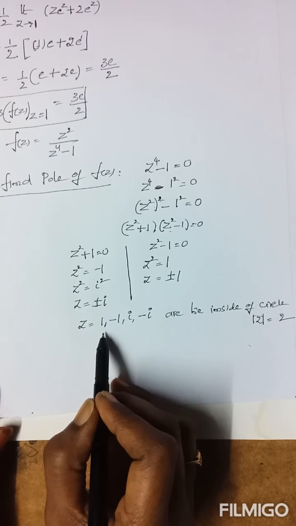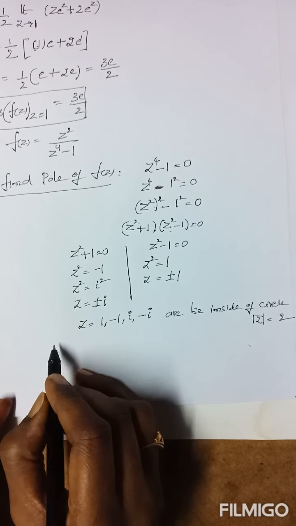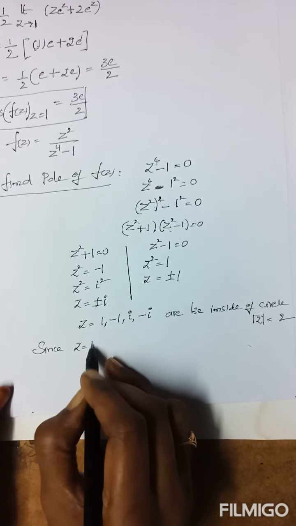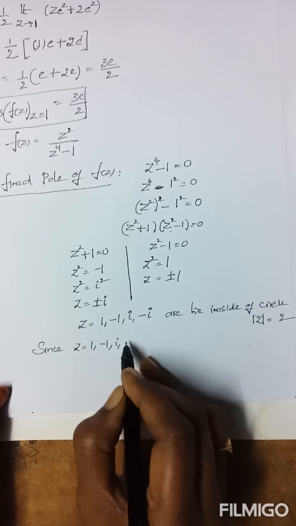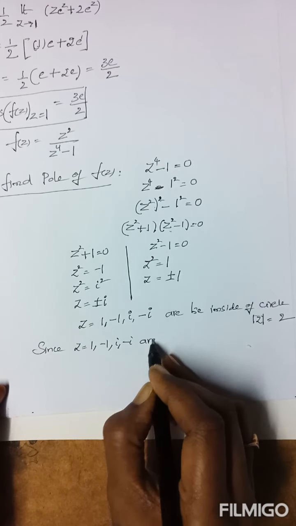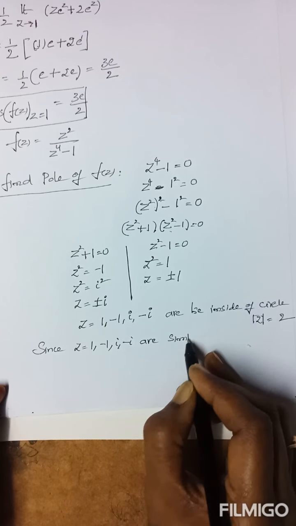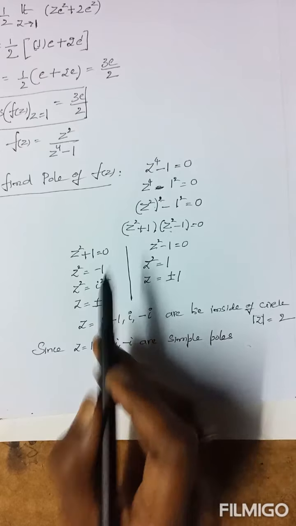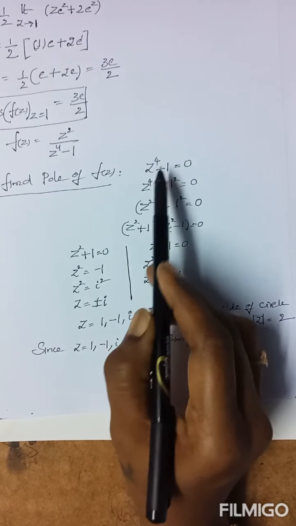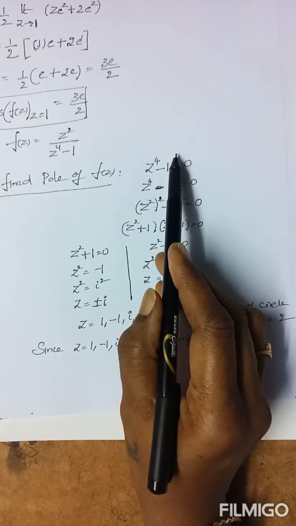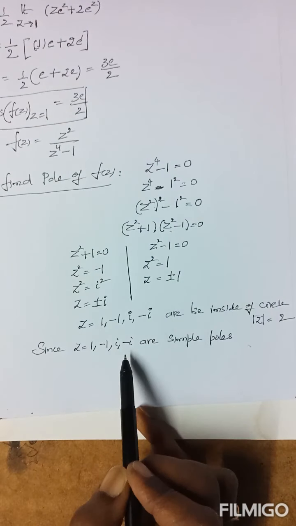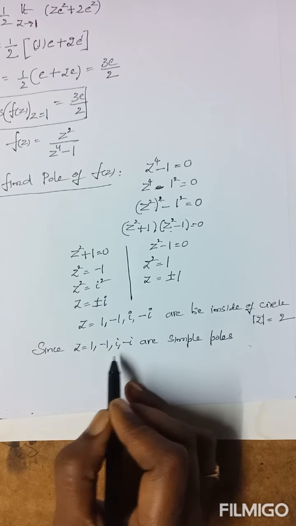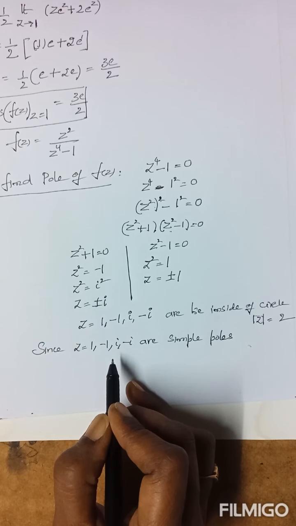Here every pole is of order 1. So all are simple poles, since z equal to 1, minus 1, i, minus i are simple poles. Simple poles are nothing but order 1. Here this is the factor, and the power of this factor is 1, so every pole is of order 1. Such poles are called simple poles. For simple poles, we can define the residue using a procedure.